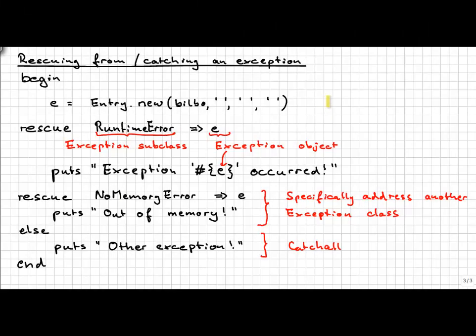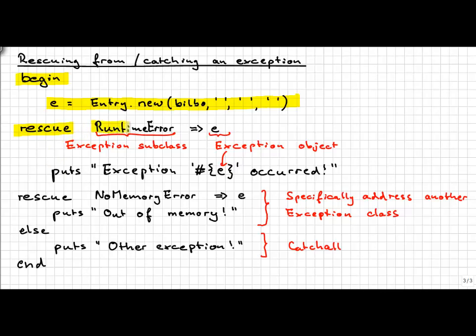The syntax for rescuing from or catching an exception is very similar to what you know from other programming languages. It starts with a begin block followed by the expression you want to guard against its exceptions, and then you give a number of rescue blocks where you specify what types of exceptions you want to recover from.